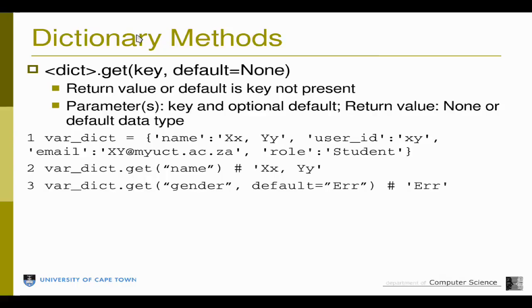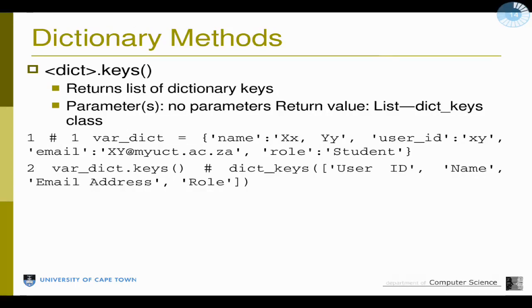You understand how this thing is working? But this is really important: the fact that it takes in two parameters here, one required parameter and one optional parameter.